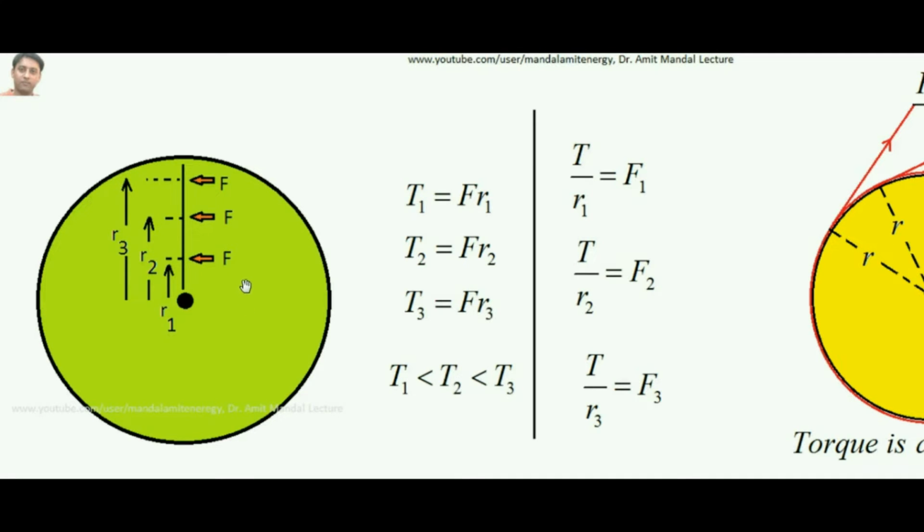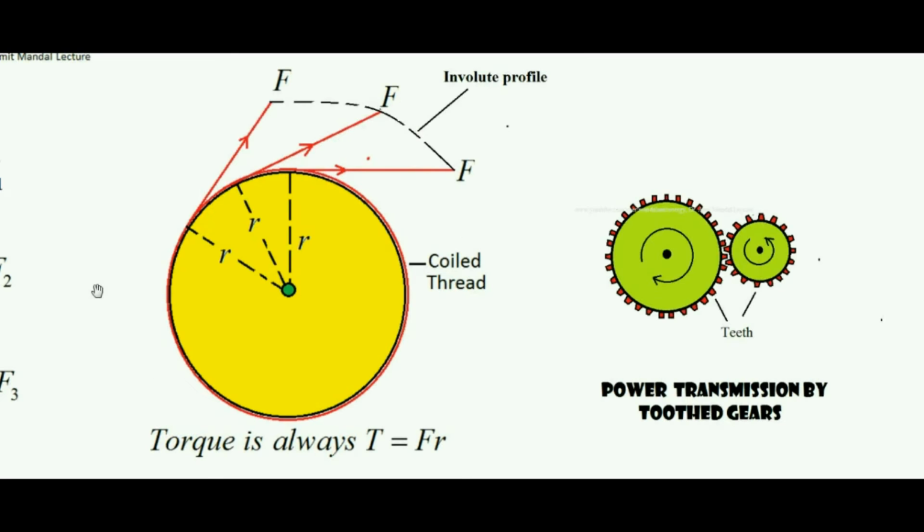Now think in the reverse direction. Suppose this wheel is spinning and the associated torque of the wheel is T. What is the tangential force developed at a distance r1? Definitely it will be torque upon that radius, T by r1, and at a distance r2 it will be T by r2, at a distance r3 it will be T by r3, and definitely F3 will be smallest compared to F1. Keep this in mind, as it is helpful in understanding the involute profile of gear teeth.